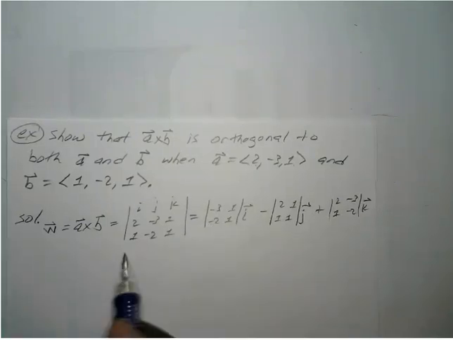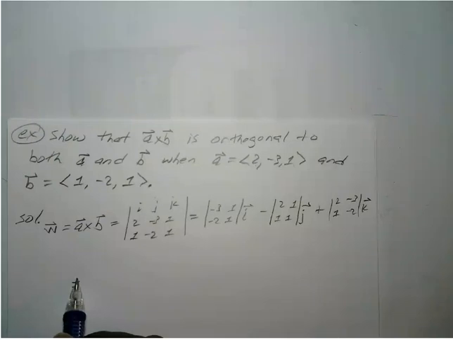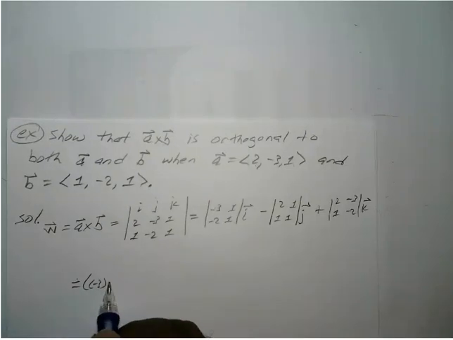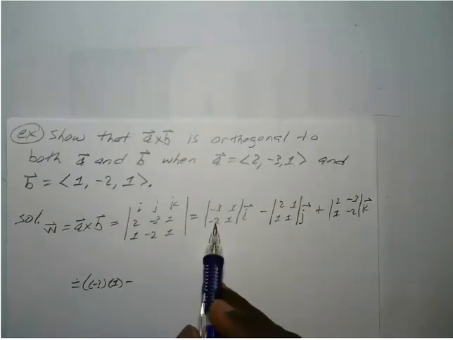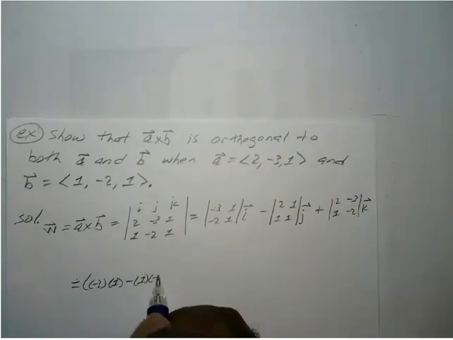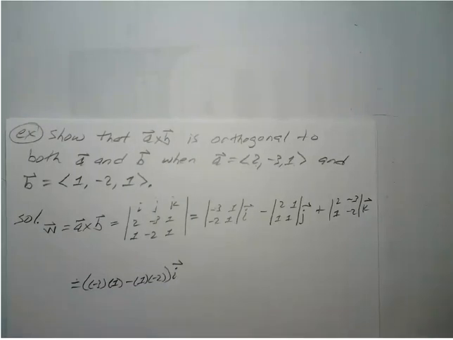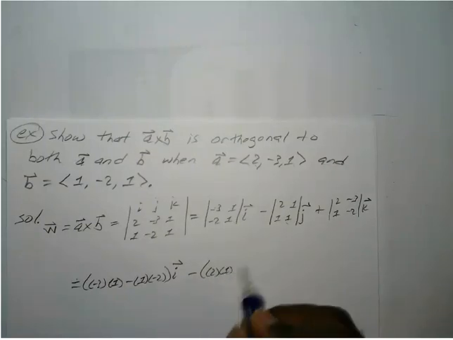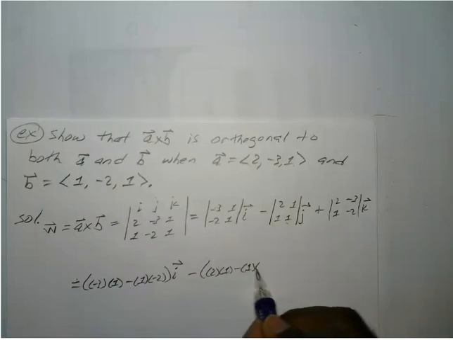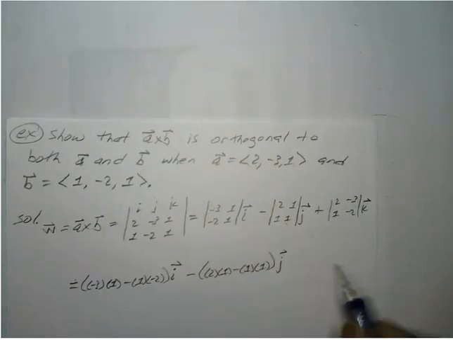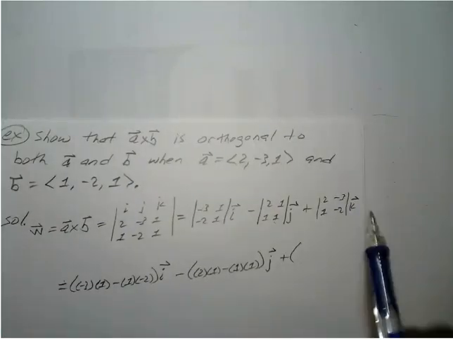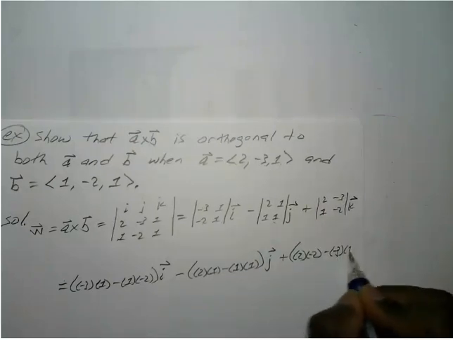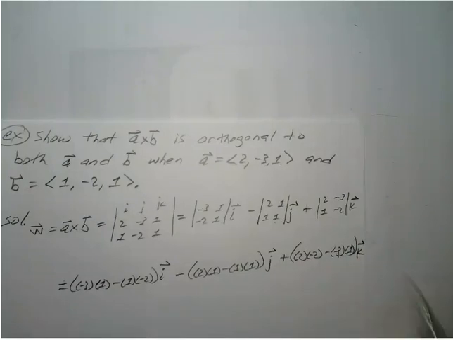Okay, so if we go ahead and do our determinant, we'll move this down here. So this will equal -3 times 1 minus 1 times -2, times the I vector, minus 2 times 1 minus 1 times 1, times the J unit vector, plus we have 2 times negative 2 minus negative 3 times 1, and that's times the K unit vector.